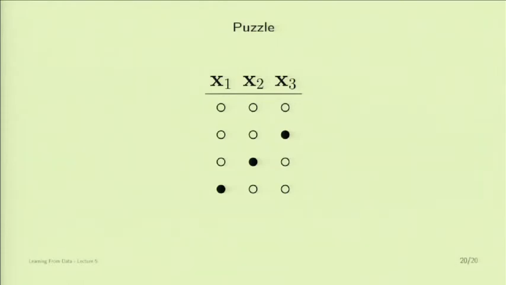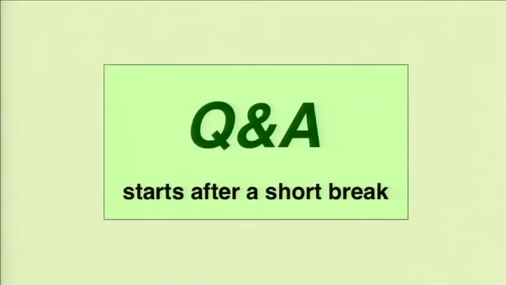So now we know that indeed the breakpoint is a very good restriction, and in the next lecture we are going to prove that it actually leads to a polynomial growth, which is the main result we want. Let me stop here, and we will take the questions after a short break.